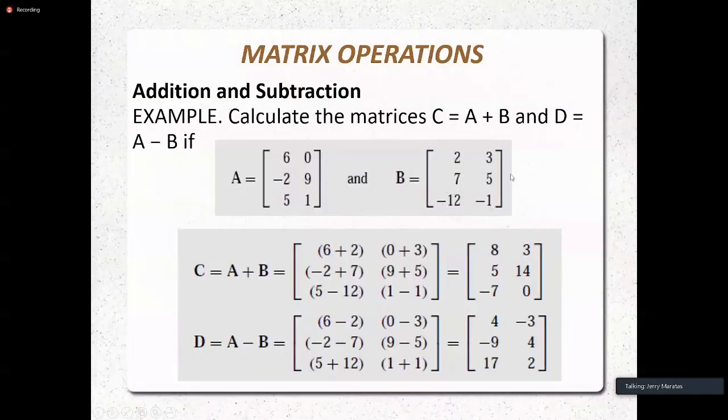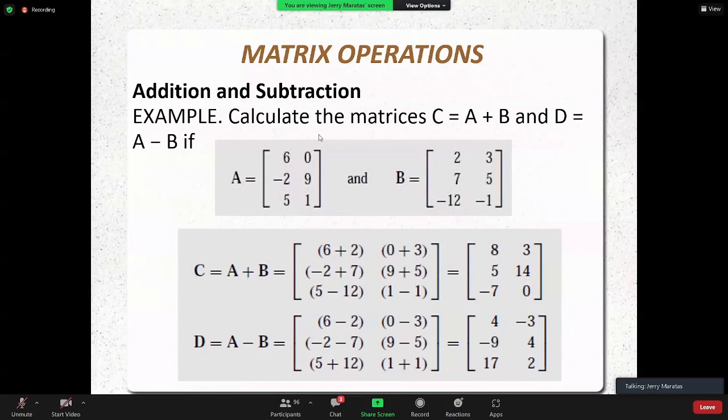Or the same order, 3 by 2. Let's add first, matrix A plus B. The resulting matrix is matrix C. We simply add the elements. For example, the element of the first row, first column, you simply add to the element of the first row and first column of the second matrix, and that will be the resulting element of the first row and first column of the resulting matrix. So it's simply 6 plus 2, the result is 8. 0 plus 3, the result is 3. Minus 2 plus 7, it's 5. 9 plus 5, it's 14. 5 plus minus 12, it's minus 7. And 1 plus minus 1 is equal to 0. So this is now the resulting matrix. The size is still the same.